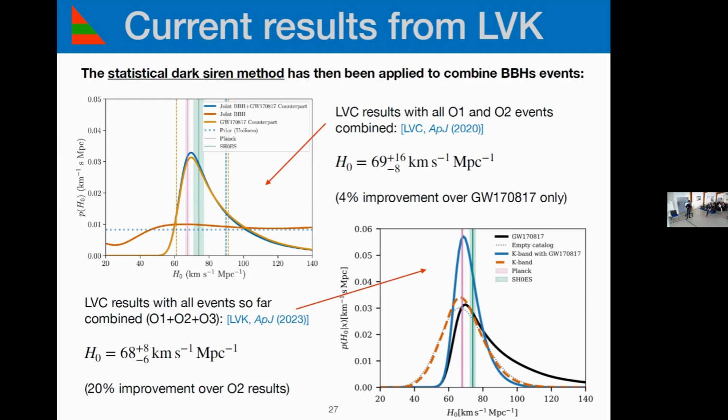So here, basically, in O2, there's basically no information from statistical dark sirens. We are basically dominated by GW170817. In O3, we are starting to arrive at kind of the same constraint, but these kind of results were fixing the population model. So we were not inferring at the same time parameters of the population and cosmology. So it was very optimized results, as you can see here in red.